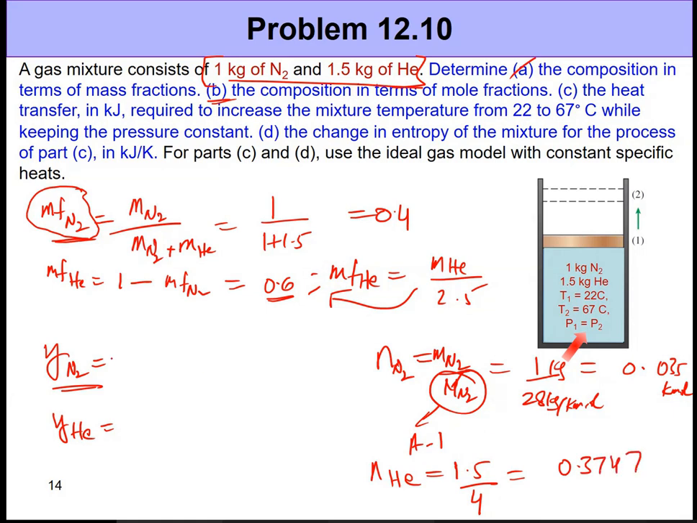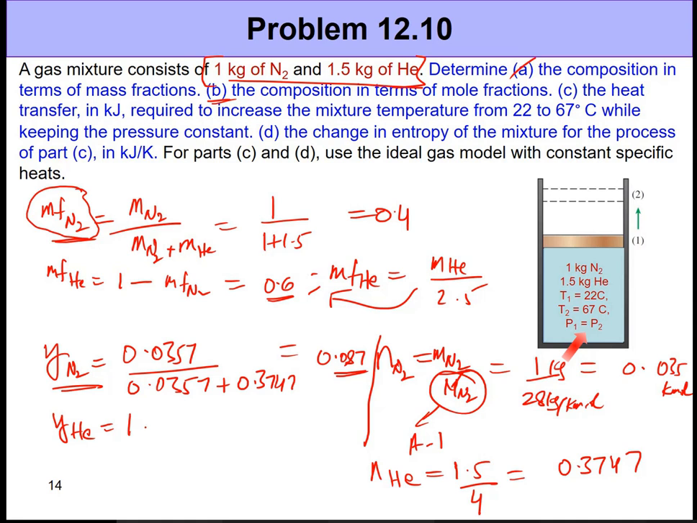Okay. So the mole fraction would simply be the number of moles of nitrogen, which is 0.0357 to be more accurate, divided by 0.0357 plus 0.3747. So this value comes out to be 0.087. Okay, so that's the mole fraction for nitrogen. Once you have found that, you don't have to bother doing the same thing for helium. You could just write 1 minus 0.087 and get the mole fraction for helium comes out to be 0.913.